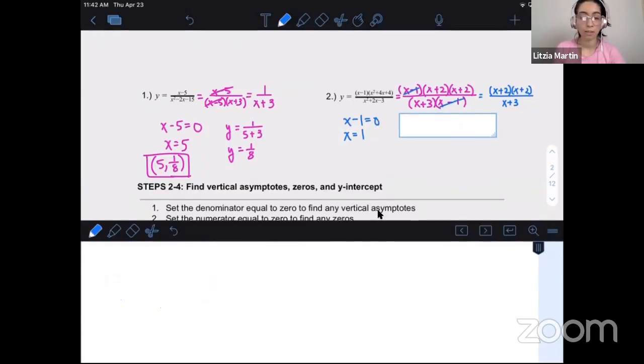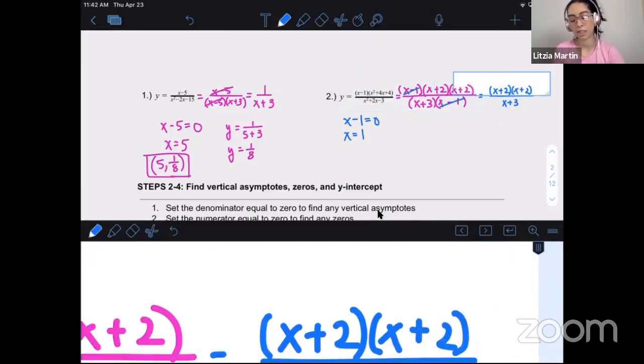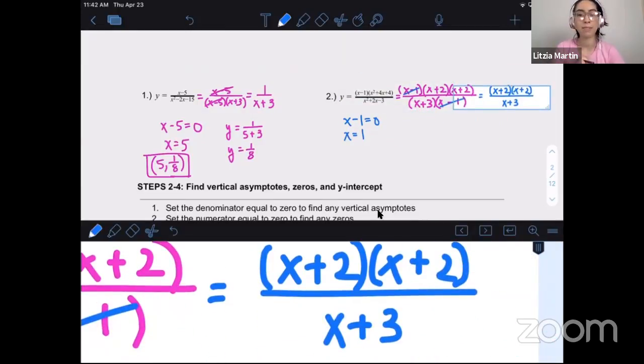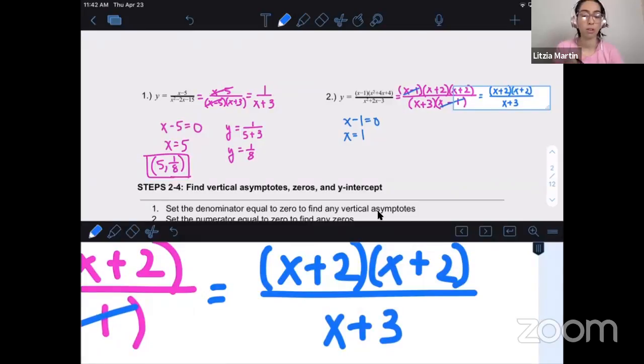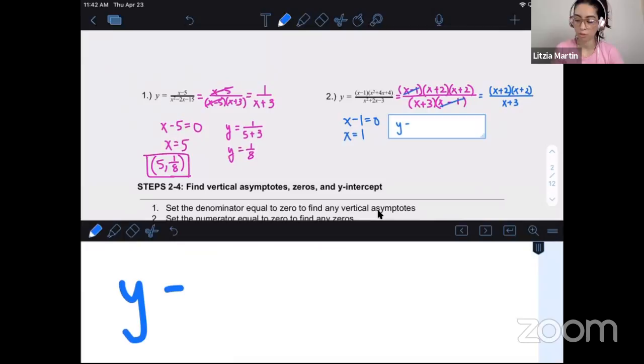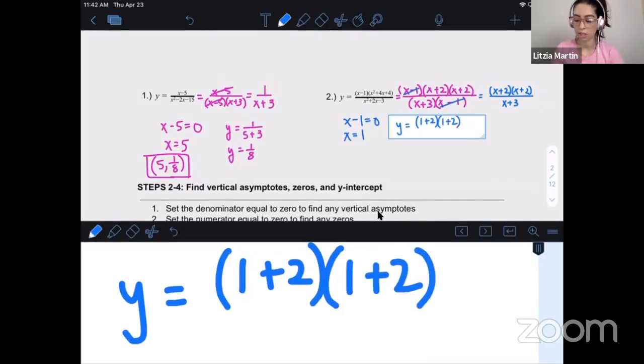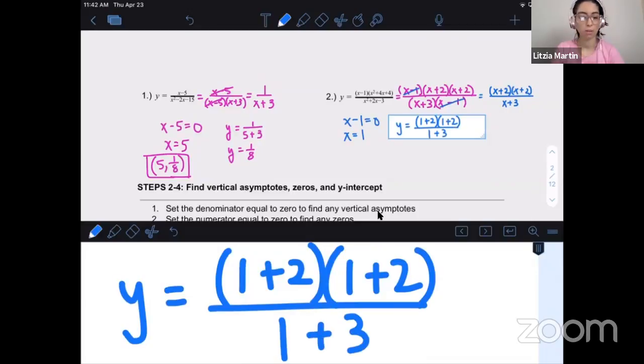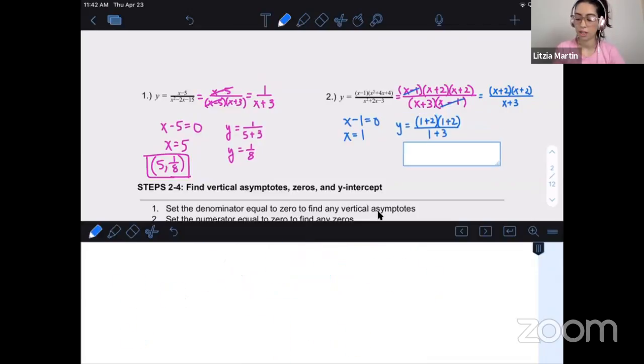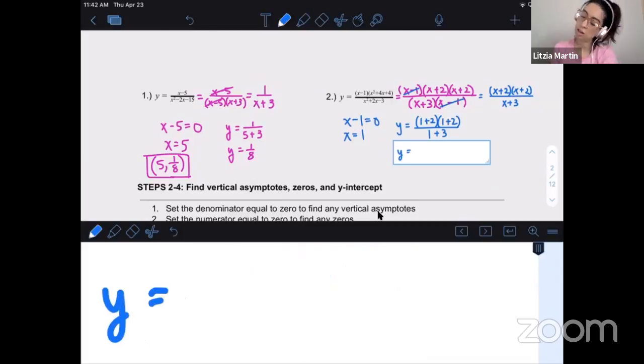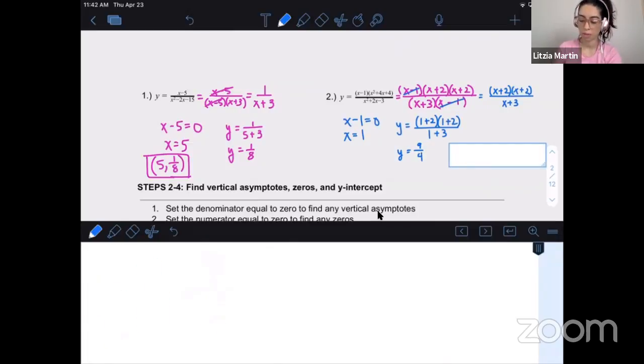Next step, I need to find y. So I'm going to plug it into this simplified one, the one here in blue. And I have to plug it into every single x. There's 3 x's there. So that means it's going to be y equals 1 plus 2 times 1 plus 2 divided by 1 plus 3. And that's going to give us 3 times 3 is 9 divided by 4, so 9/4. So our hole will be at (1, 9/4).